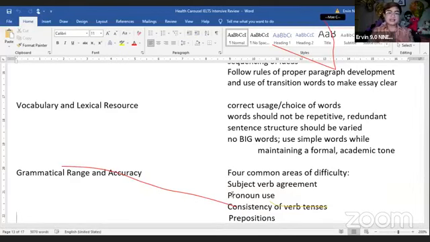We're going to divide this into 2 parts. Accuracy versus range. And let's talk about accuracy. The common areas of difficulty of most people. Number one, subject-verb agreement. Usually, people commit subject-verb errors because they don't know how to identify the subject in the sentence. And I'll give you this as the perfect example.